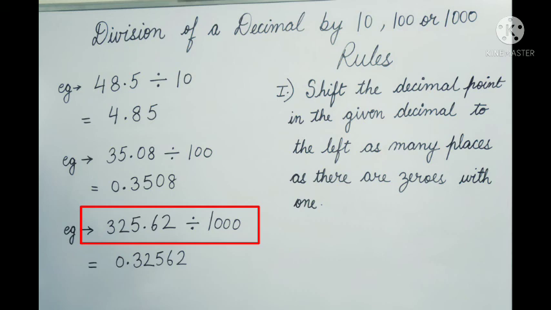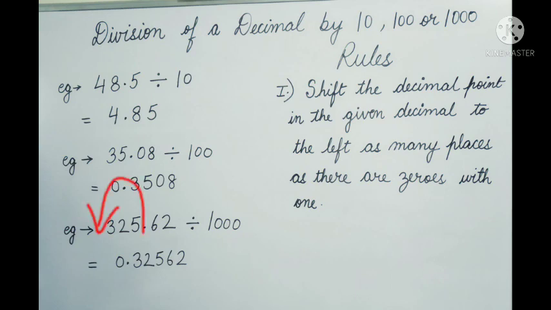Now similarly in the third example we have to divide 325.62 by 1000. 1000 has three zeros, so we will shift the decimal point three places left in the dividend. So the answer becomes 0.32562. I hope you have understood this concept.